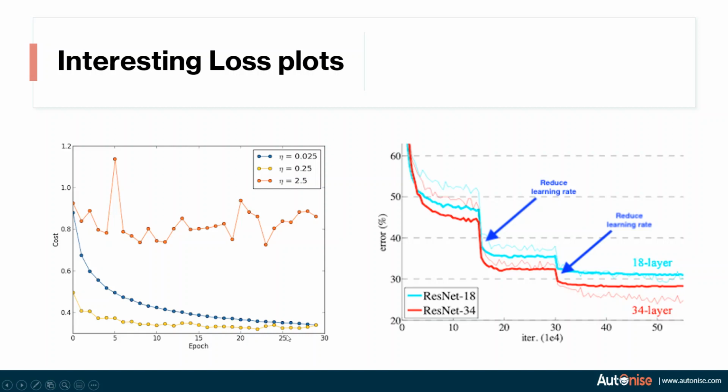A quick question to everyone. Which graph do you think is the best for training a neural network? Pause the video, think of an answer, and then you can continue again. So now I will answer the question. The correct answer is the yellow graph.